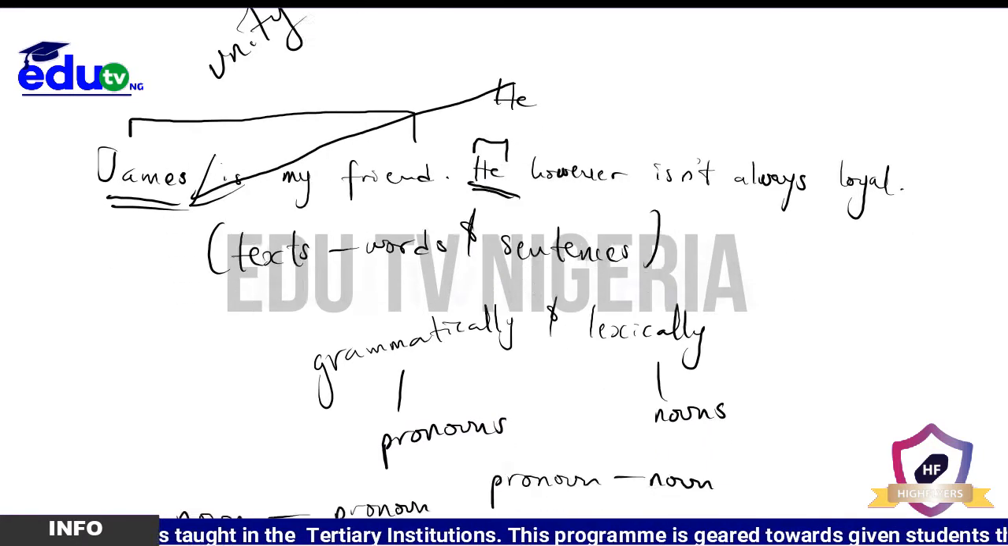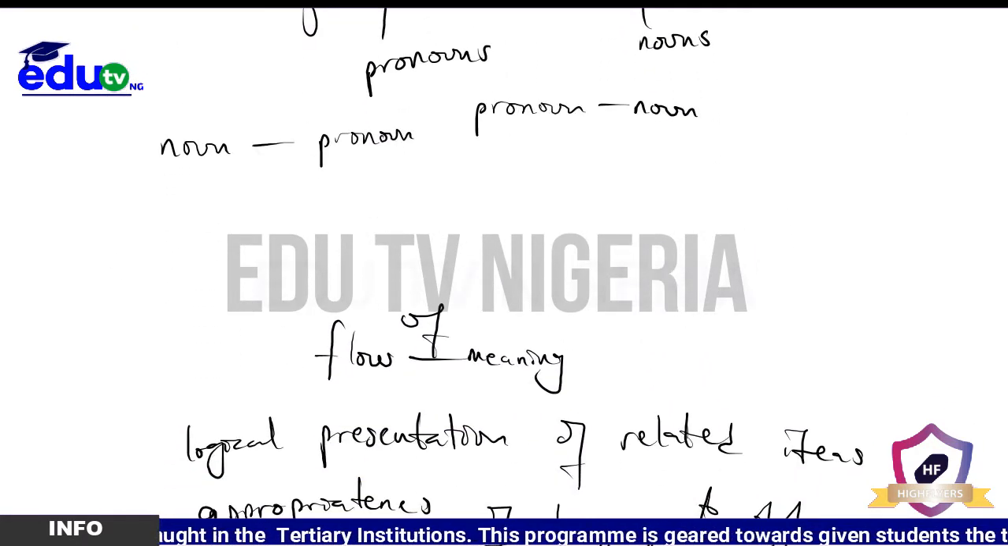But under coherence, we look at, is there a correlation of meaning, or is there a bit of sense in all of these texts? Is there a logical presentation of ideas? Are the ideas related? And is there an appropriate use of language and style in a text? So that is what we discuss under cohesion and coherence.